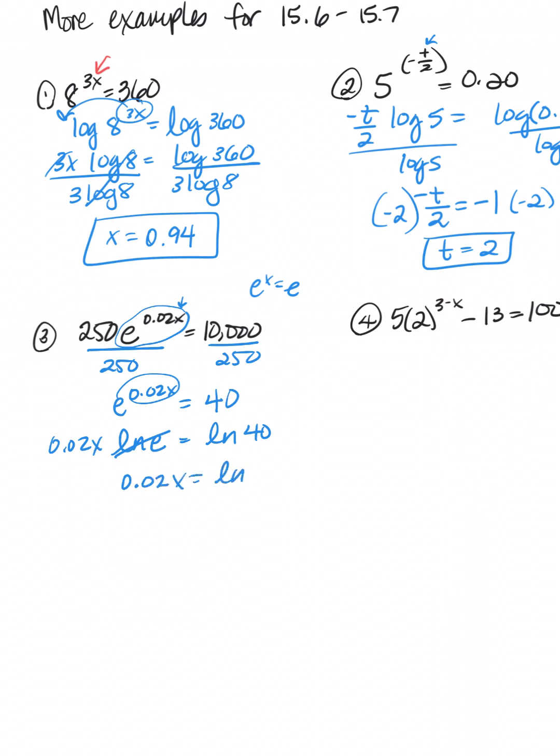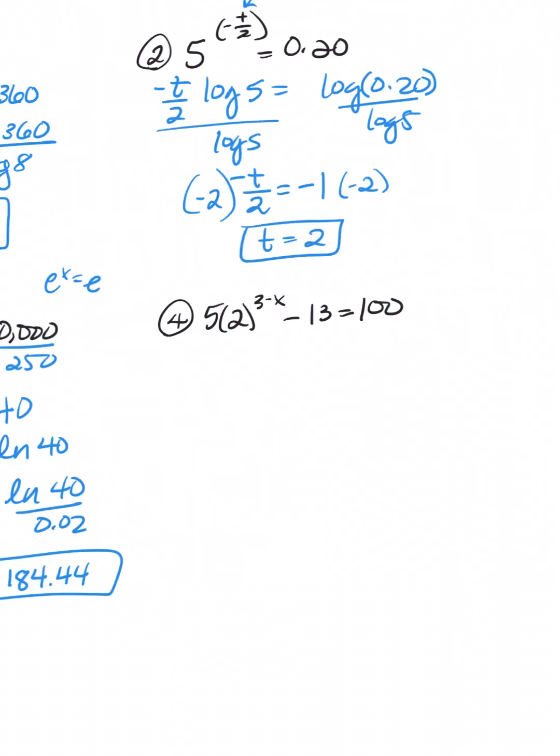0.02x equals the natural log of 40. So I'm going to divide by 0.02. So x will equal 184.44. All right, last little example.